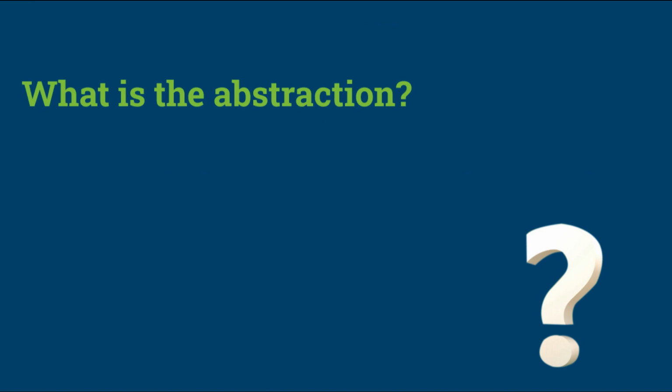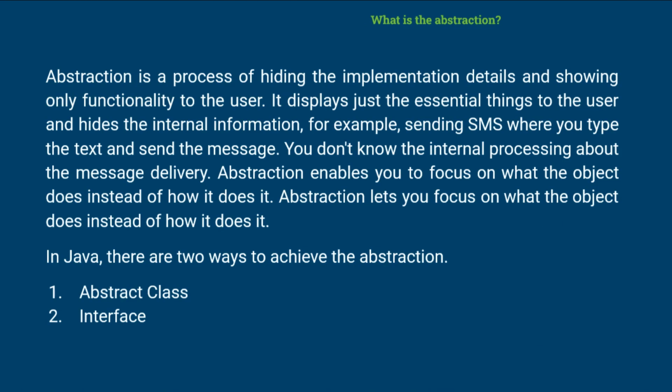Next question, what is the abstraction? Abstraction is a process of hiding the implementation details and showing only functionality to the user. It displays just the essential things to the user and hides the internal information, for example, sending SMS where you type the text and send the message. You don't know the internal processing about the message delivery.